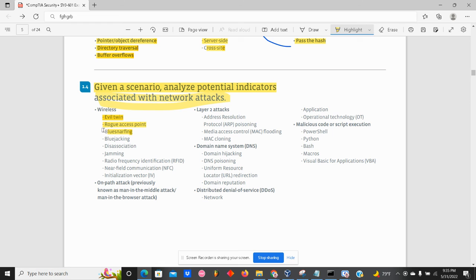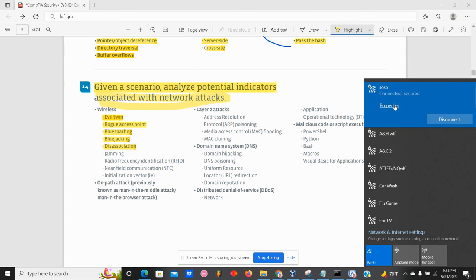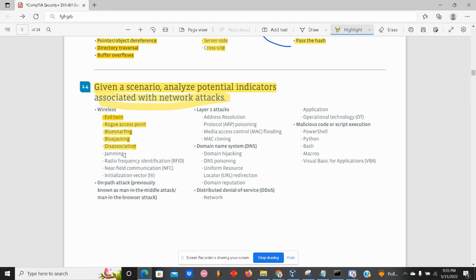Bluesnarfing is a Bluetooth attack where they try to use Bluetooth as a way to get your information, such as stealing your email information or your calendar information. Bluejacking is basically using Bluetooth to send a message and scare people. So you could send a message like, I trolled you, or some kind of thing. Disassociation is also called deauthentication. So when you turn on a deauthenticator, it will disconnect you from the Wi-Fi, and it may also cause you to connect to a rogue access point or an evil twin that mimics the network, and they could use it to hack you. Jamming is Wi-Fi jamming, so blocking all frequencies so you cannot connect to the Wi-Fi.